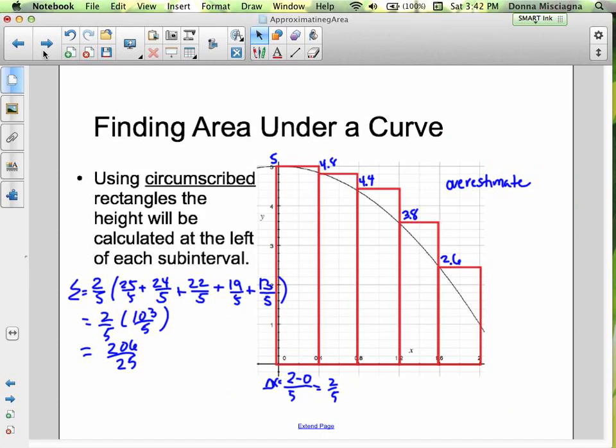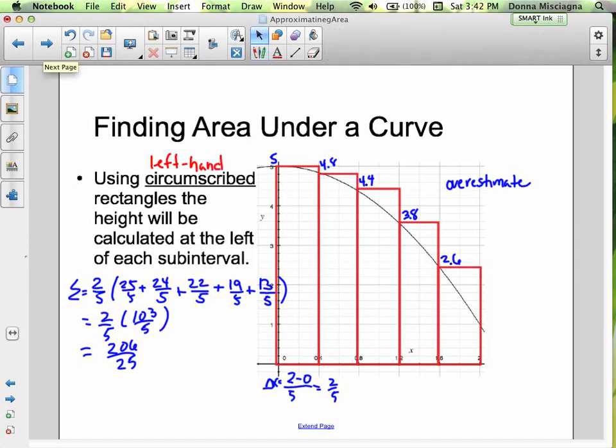All right. So now it's the circumscribed, and that means I'm going to choose the maximum value in this case. My rectangles are going to go outside the curve. All right. So this is a left-hand Riemann sum.